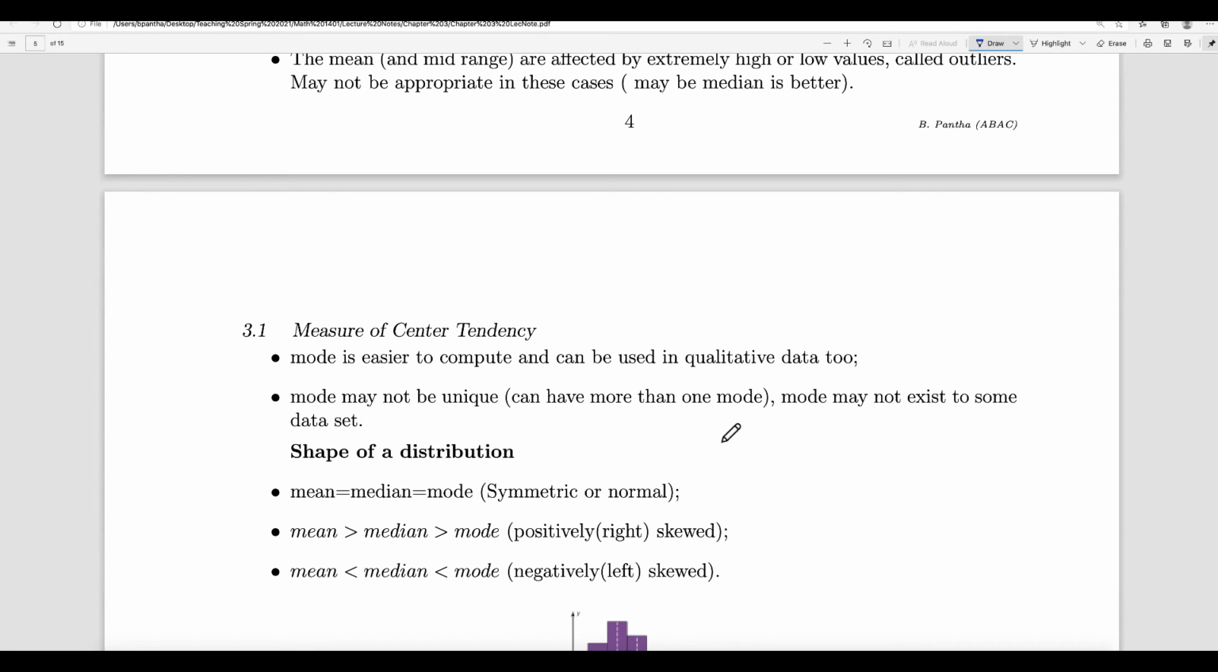Mode may not be unique, but mean and median are unique. What does that mean? That means there may be more than one mode, because there may be more than one value repeated the maximum number of times, right? But the mean and median are only one.